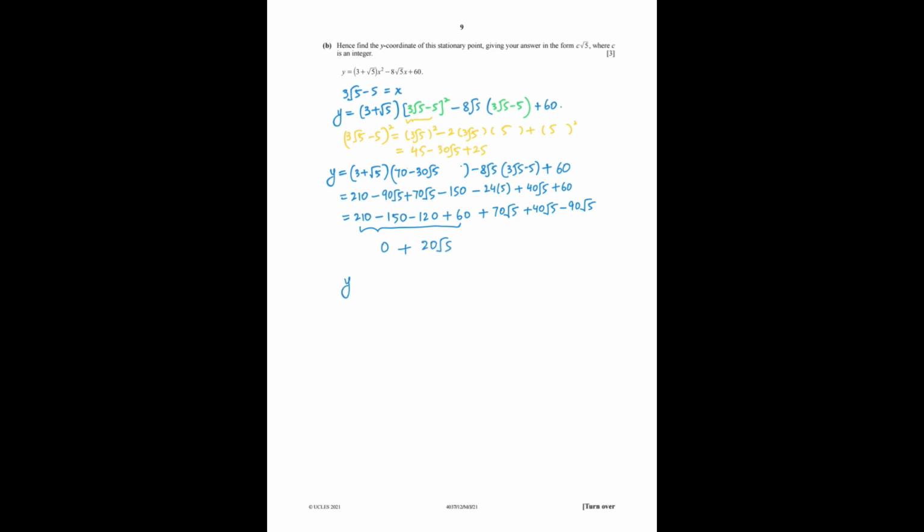110 minus 90, that is 20 root 5. So the value for the y coordinate is 20 under root 5, which is in the same form. We need to highlight it's c under root 5. The value for c we have is 20, and that is your answer.